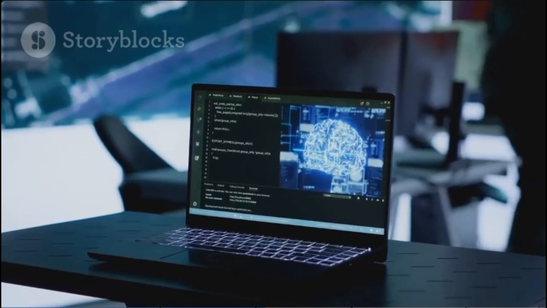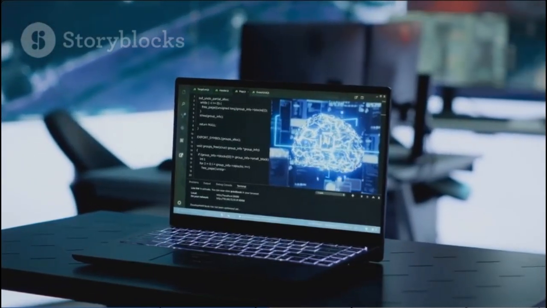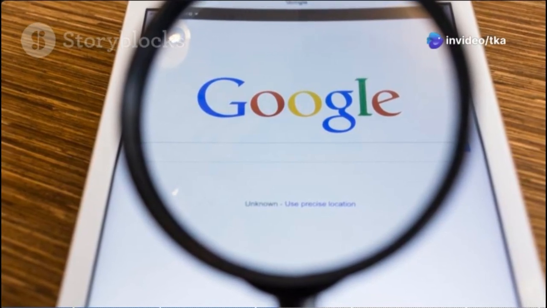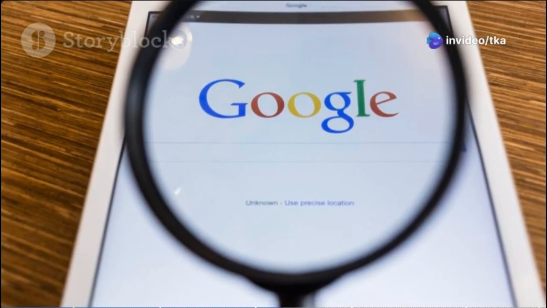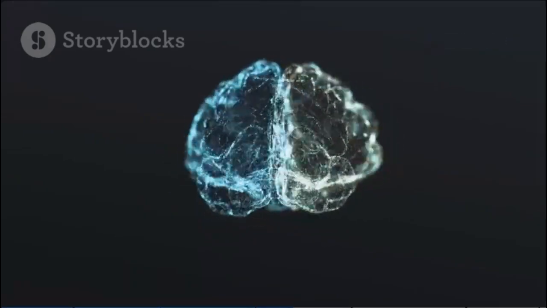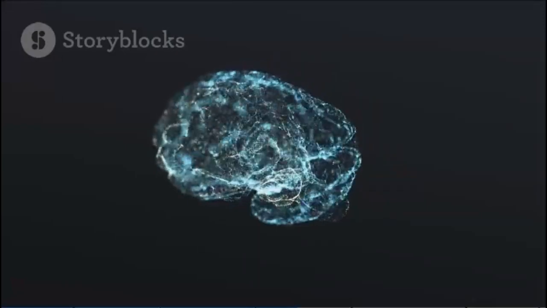Transformer architecture, introduced in 2017, was truly a game-changer. Google unveiled the transformer model in their paper titled "Attention is All You Need." This model was revolutionary because it uses self-attention to understand the entire context of a sentence.